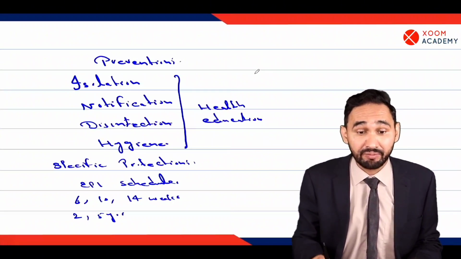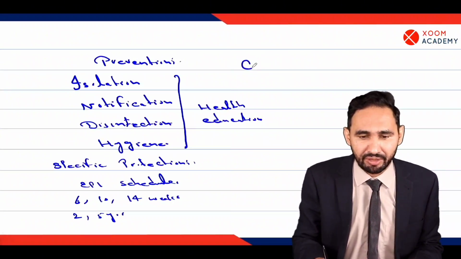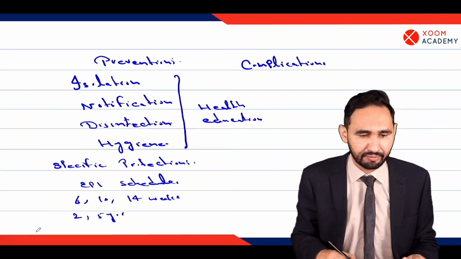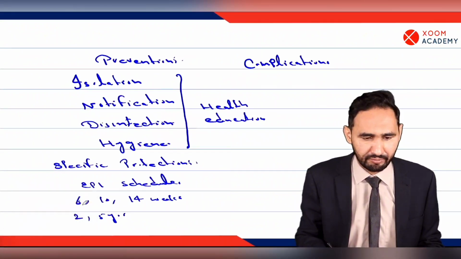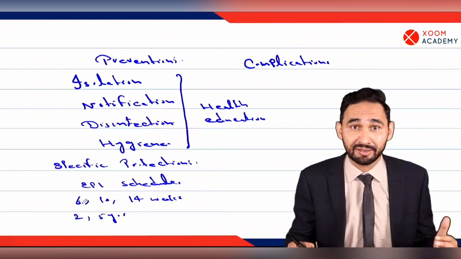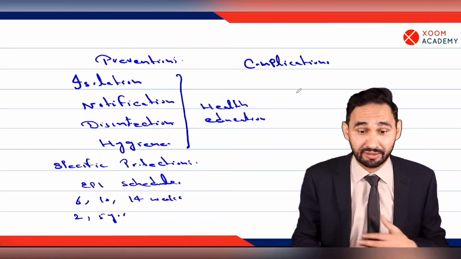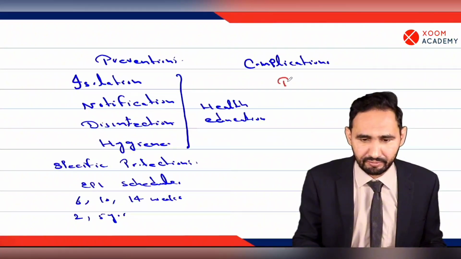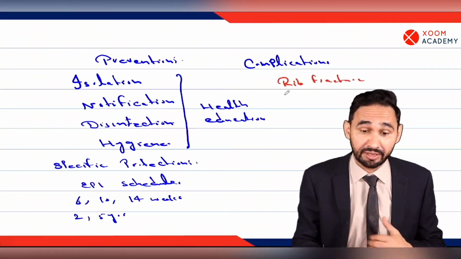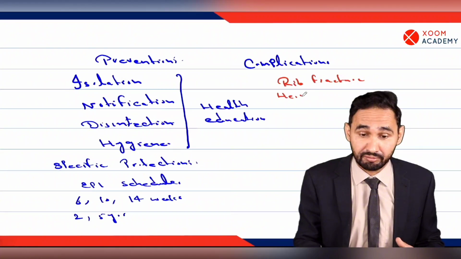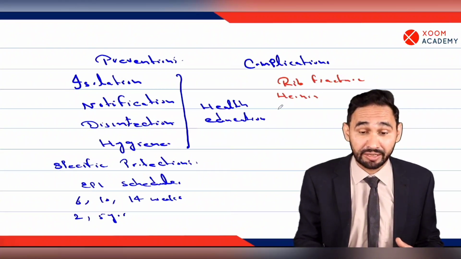It can cause severe complications. So you must remember the complications of pertussis. What will be the complications? Remember from cough that it can cause rib fracture. It can cause hernia. It can also cause rectal prolapse.